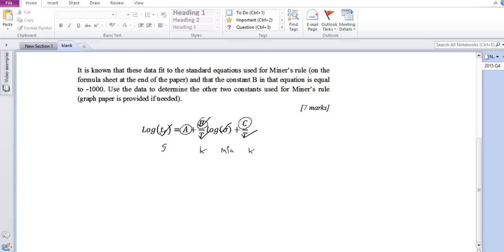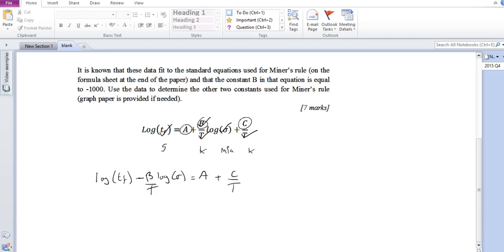The best way of doing this is to rearrange that equation to put everything that we know on one side. So log of time to failure minus B over T log sigma is equal to A plus C over T. Then by putting the values that we know into this side, we can find A and C either by a graphical plotting method or by a simultaneous equation method.